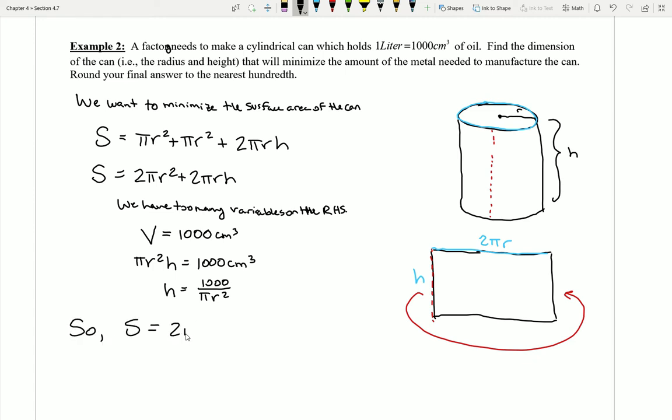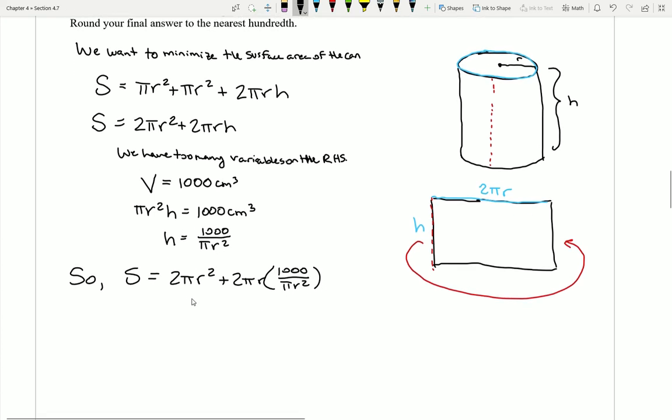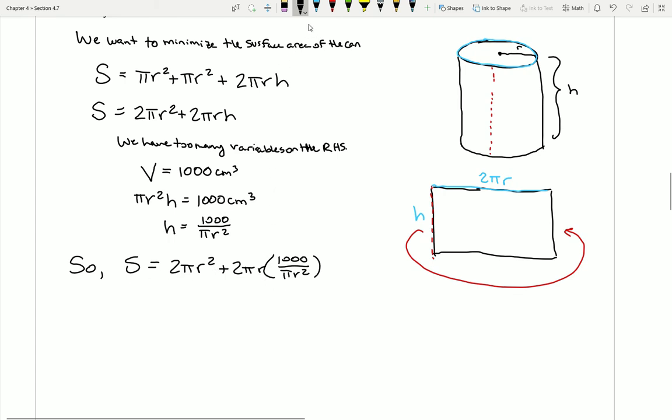So notice that if I do that here, I'm going to have 2 pi r squared plus 2 pi r times 1,000 over pi r squared. Now I'm going to simplify this a little bit, and I can see a couple things are going to cancel out. I have an r here on the top and r squared on the bottom, so one r gets removed. I can also simplify out these pi's. So I end up with the formula 2 pi r squared plus, I'll make this 2,000, 2's multiplying to the top, over r.